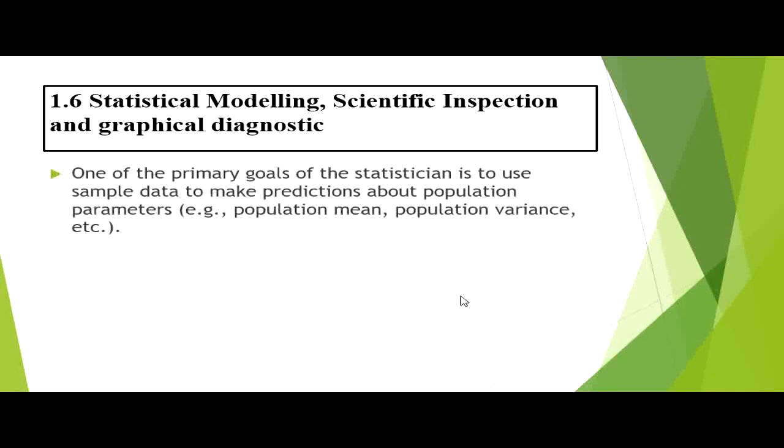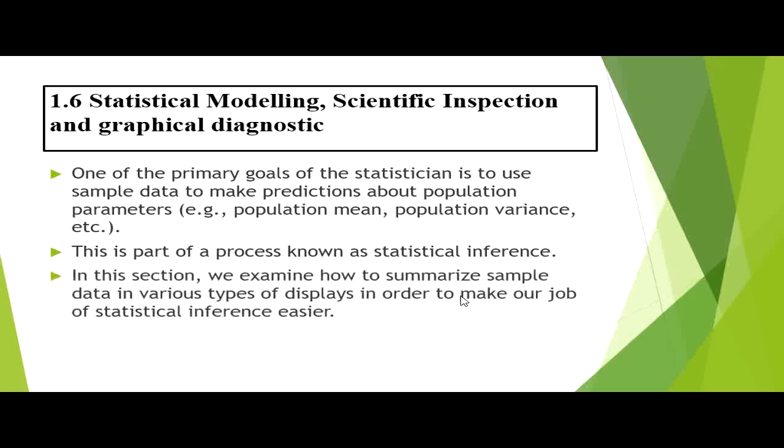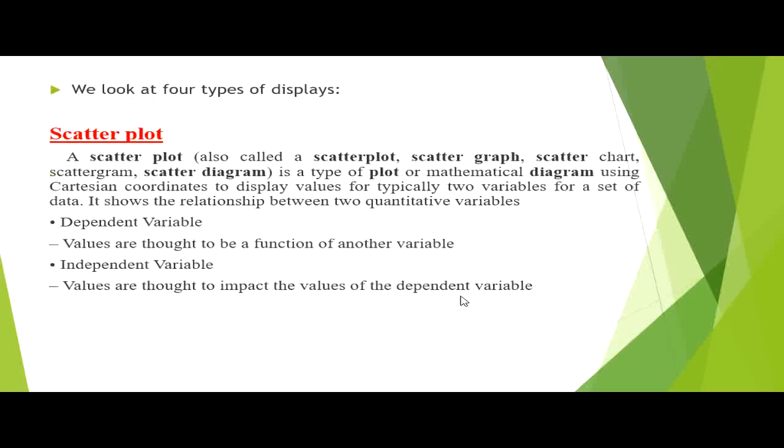One of the primary goals of the statistician is to use sample data to make predictions about the population parameter. That's what we have seen in the introduction chapter, isn't it? Population mean, population variance, etc. are called population parameters. This is called statistical inference. In this section we examine how to summarize sample data in various types of displays in order to make our job of statistical inference very easy.